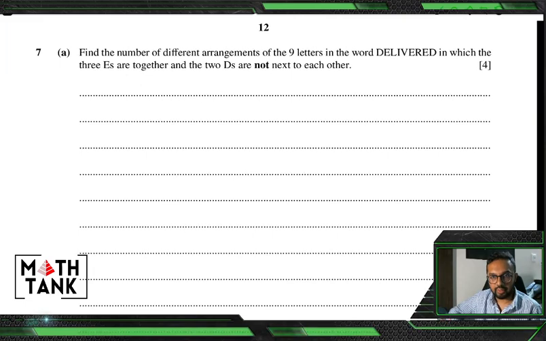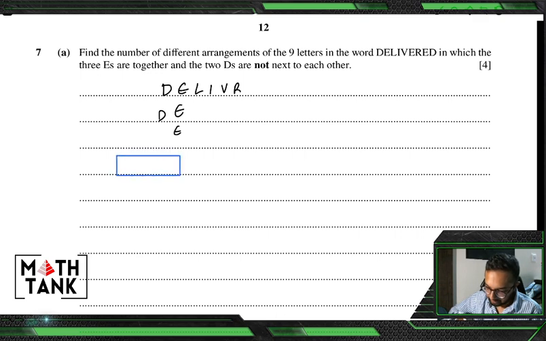Okay, let's see question number 7. It says find the number of different arrangements of the 9 letters in the word delivered, in which the 3 E's are together and the 2 D's are not next to each other. Okay, so the 3 E's are together, so that's in a box. And the two D's are not next to each other.